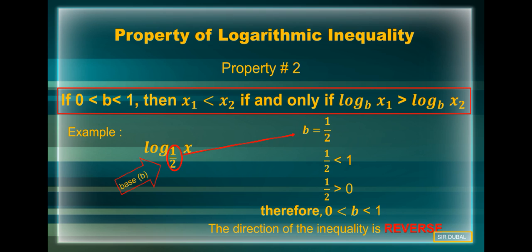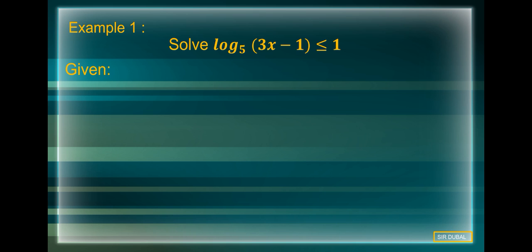Now let's proceed with our examples. Example number 1. We're going to solve log of 3x minus 1 with the base 5 less than or equal to 1. So we're going to write the given. In here, we are going to identify our base. So our base here in this inequality is 5.